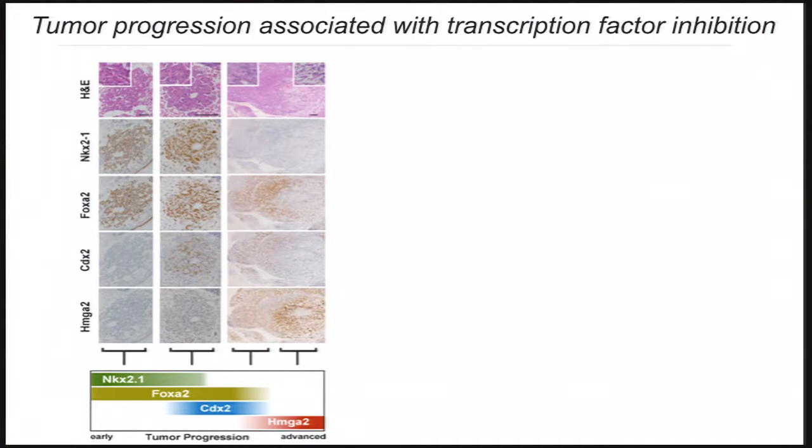What you're looking at is three tumors from left to right, and the staining of four different transcriptional regulators, NKX2.1 and FOXA2, which are normally expressed in the lung and are involved in lung-specific differentiation, CDX2, which is normally not expressed in the lung, but instead in the intestine, and HMGA2, which I already mentioned, which is not expressed in any adult tissue, but is only embryonic in origin. In the early stage tumors, the lung-specific transcription factors are expressed, and CDX2 is not, and HMGA2 is not.